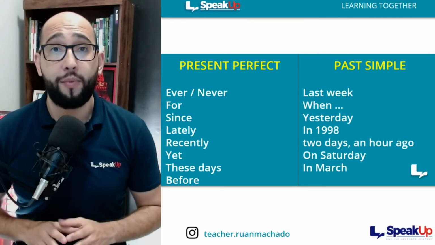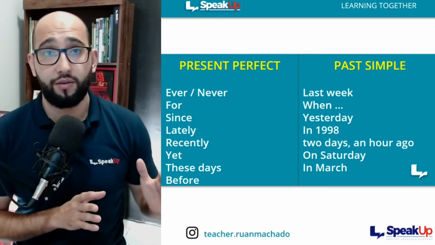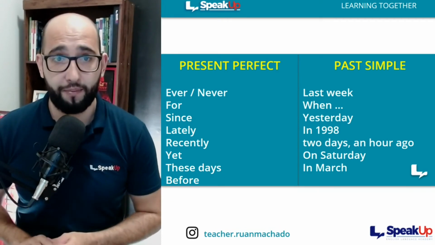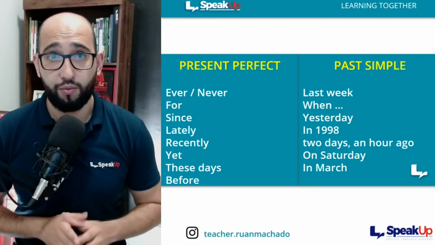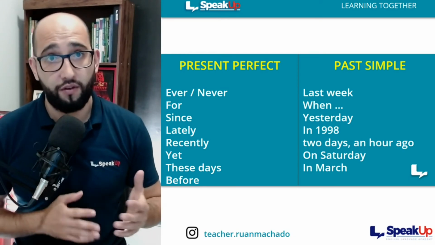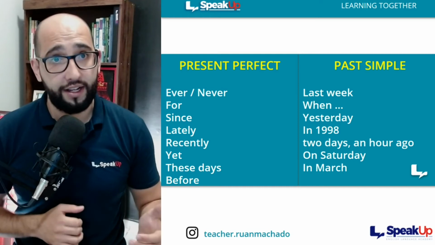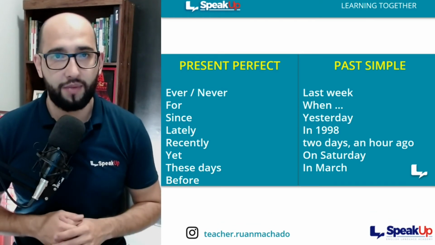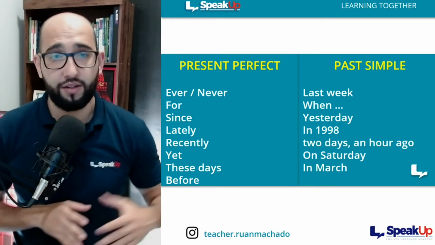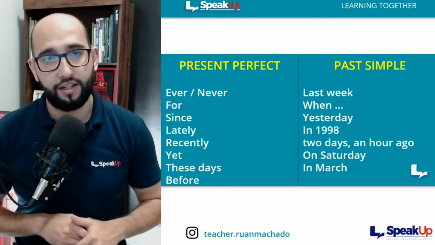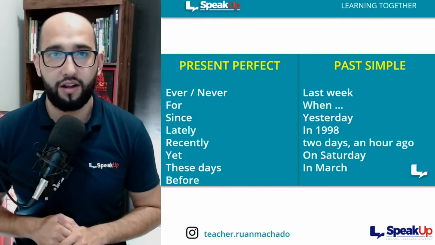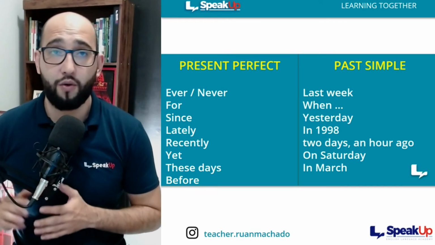Now, let's compare some expressions that are used in the present perfect and some expressions that are used in the past simple. For the present perfect, we usually use expressions such as ever and never, for and since, lately, recently, yet, these days, and before. We will usually use the present perfect when those expressions are in the sentences. For example, I have never been to Canada. I have lived in the same place for more than 10 years.